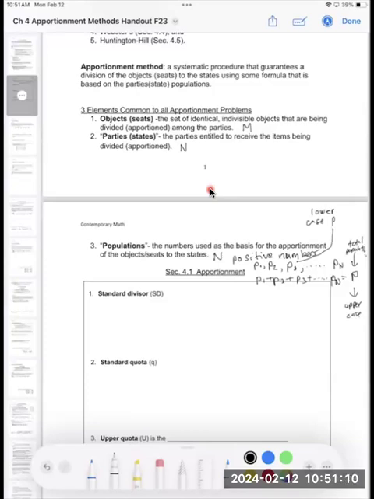So to calculate the standard divisor, you're going to take the total population, and they like to use SD for the notation. They take the total population, capital P, and divide by the number of seats that they're trying to hand out. If we're literally talking about populations, then one SD is going to be the amount of people per one seat, if we're talking about seats of Congress.